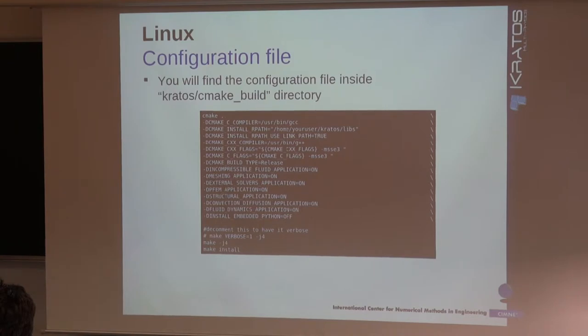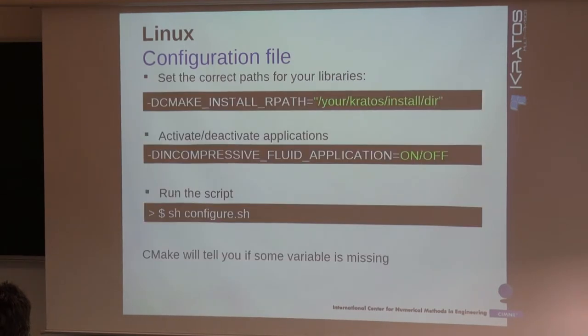One is for Windows, another is for Linux. You have to choose the one for Linux, and you will need to modify some parts of this file. This file basically contains two different things: the paths and the applications that you want to compile. For the paths, you will have to put the paths of your system. I assume that you are more or less familiar with Unix environments.